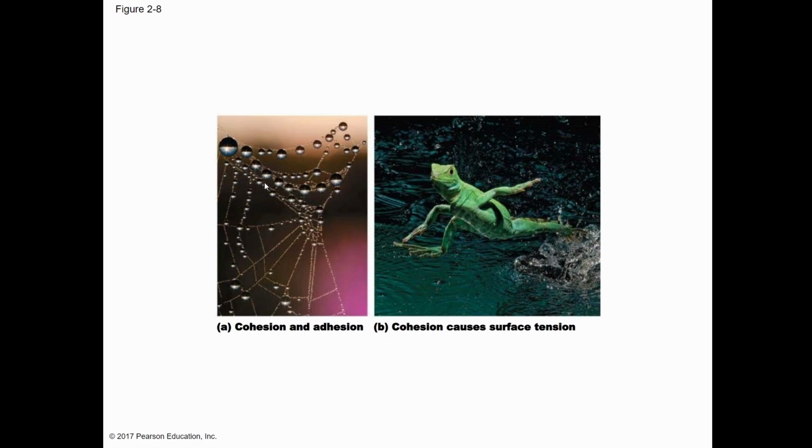Here on the left, cohesion and adhesion are being shown. Cohesion allows for the water molecules to stick together and help create water droplets. But the fact that the water droplets are sticking to the spider web is adhesion. And then on the right, we can see that cohesion is allowing for surface tension, and that allows for this basilisk lizard to run across the surface of this body of water.